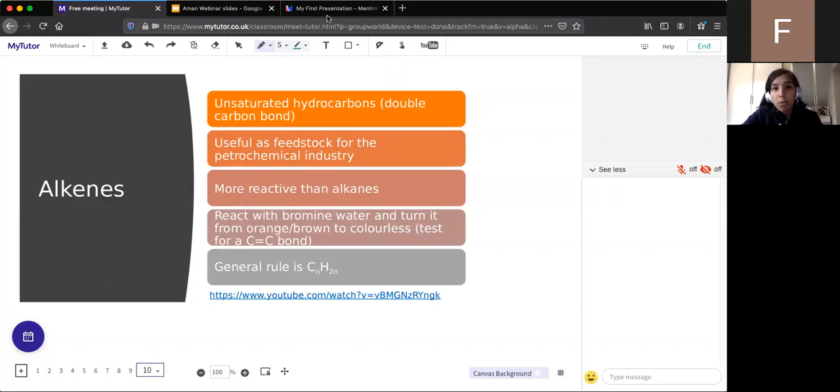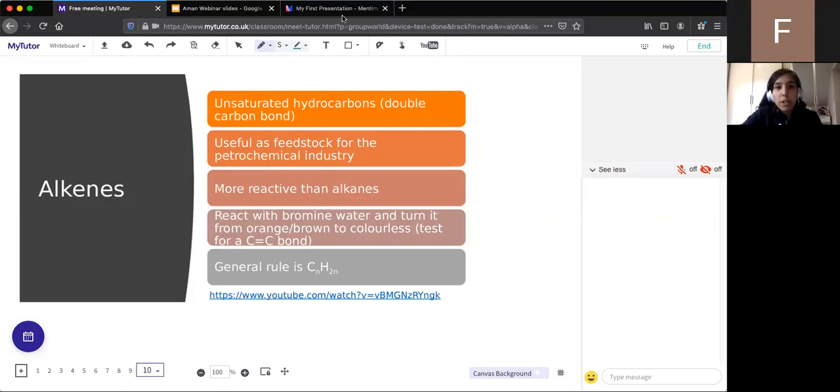Any idea why alkenes are more reactive than alkanes? Does anyone know? Excellent. Someone said because of the double carbon bond. What is special about the double carbon bond? Why does that mean that they are more reactive? Does an alkene have the same general formula as an alkane? Nope. I'm going to go through that in just a second. What's special about that double carbon bond? Someone said it means when it's broken, it can react with another element. That's true, but that's not why they're more reactive.